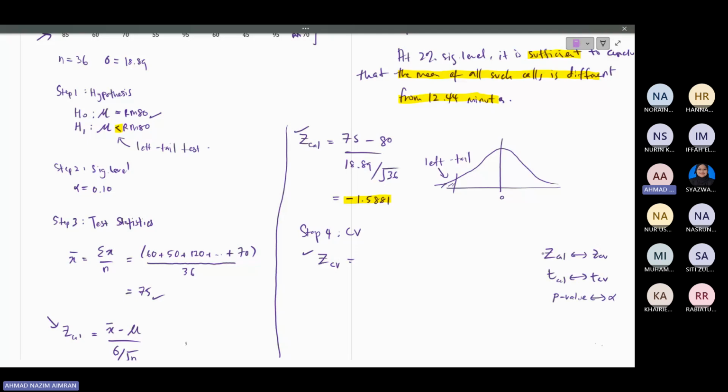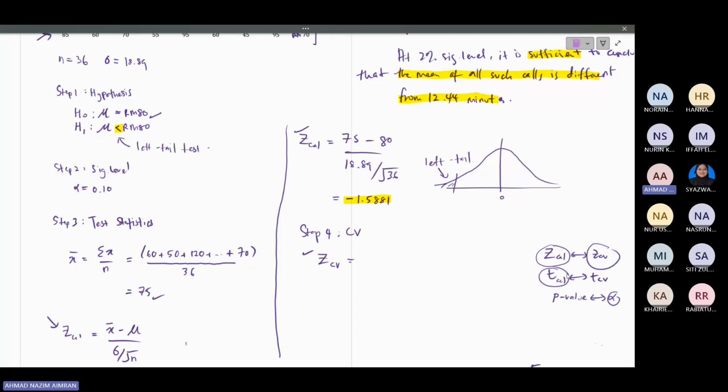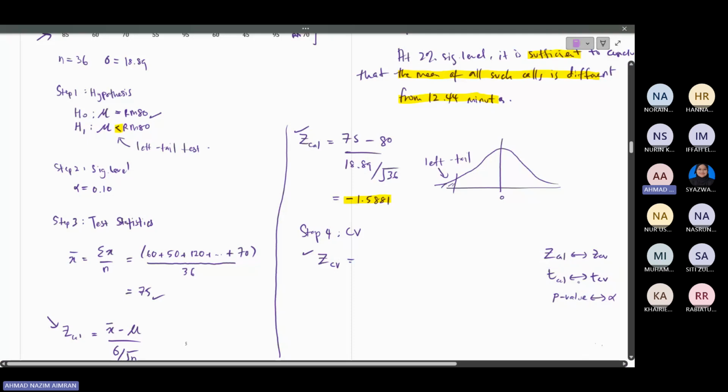Remember this: never ever compare the Z calculated with alpha, or T calculated with the Z critical value. It must be Z calculated with Z critical value, T calculated with T critical value, P value with alpha for comparison purposes. Now, since we get a negative value here, the Z critical value should also be negative, so just add the negative symbol there.